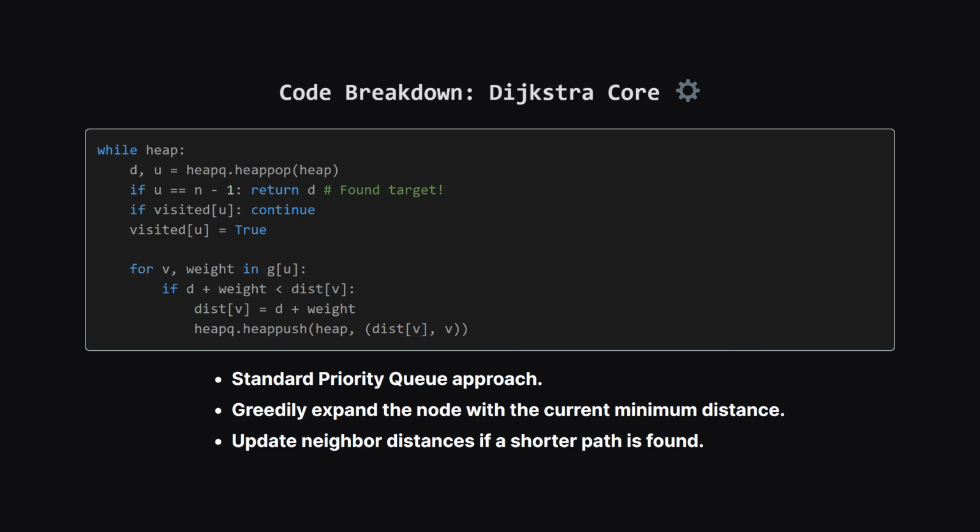We always pick the node U with the smallest current distance D from our heap. If that node is our target, we're done. Otherwise, we check all neighbors V. If going through U gives us a shorter path to V than anything we've seen before, we update V's distance and push it onto the heap to explore later.